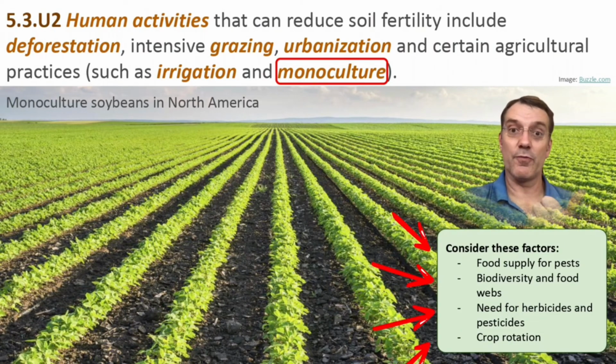The food supply for pests, the impacts on biodiversity and food webs, the increased need for herbicides and pesticides to keep those populations under control, and the importance of crop rotation.